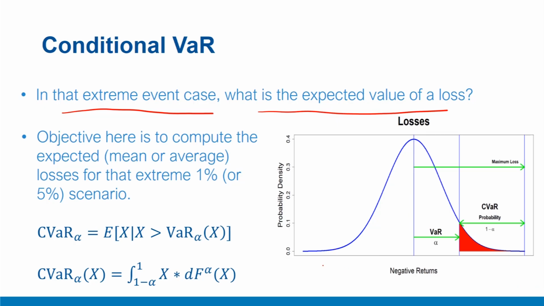To answer this, we plot our returns on the opposite side. In contrast to our earlier plot where we had negative returns here and positive here, we essentially plot the losses, that means negative returns. So this will be our positive side, and these extreme scenarios will represent those extreme negative returns or losses. Now, the objective here is to compute the expected, or average, or mean value of losses given that these events were to occur.